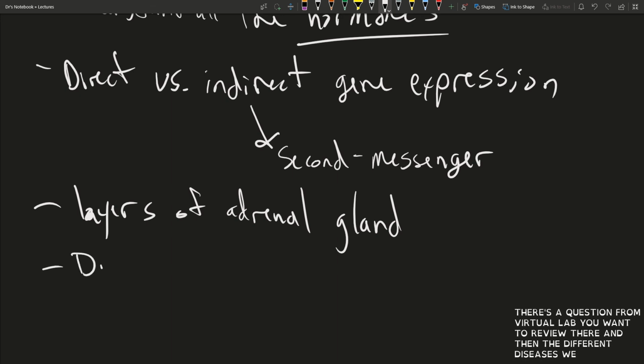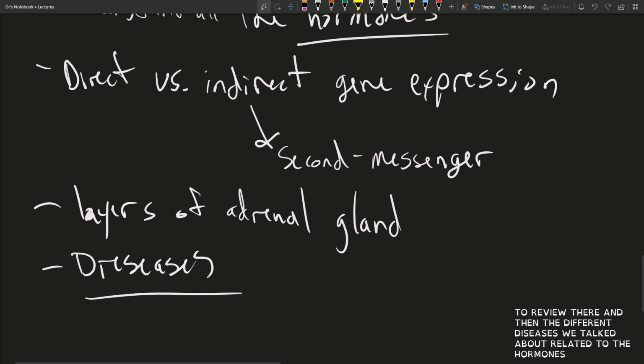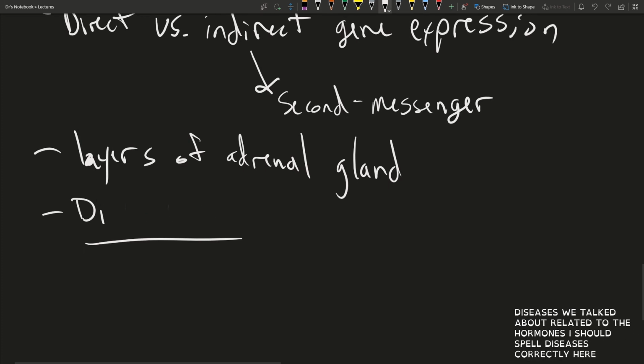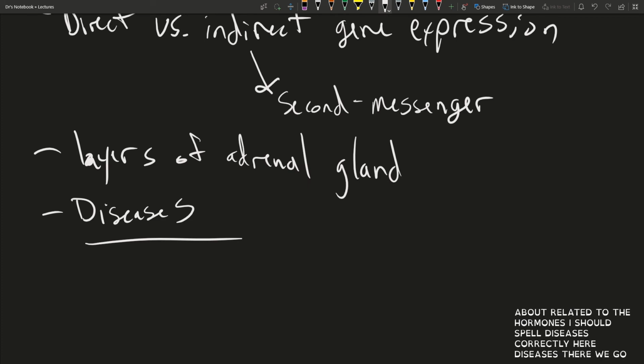And then the different diseases we talked about related to the hormones. Understand various diseases related to hormone imbalances. So like diabetes is a hyposecretion of insulin from the pancreas, of course. Addison's disease is a hyposecretion of the hormone in the adrenal cortex. Graves' disease is an autoimmune disease of the thyroid. Acromegaly is hypersecretion of growth hormone during adulthood. Pituitary dwarfism is hyposecretion of the growth hormone during childhood. So you also had a matching section in the virtual lab with the different diseases and so forth. I'm not going to write them all out here, so make sure you review that as well.